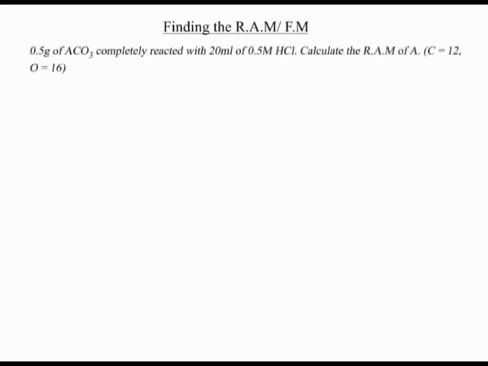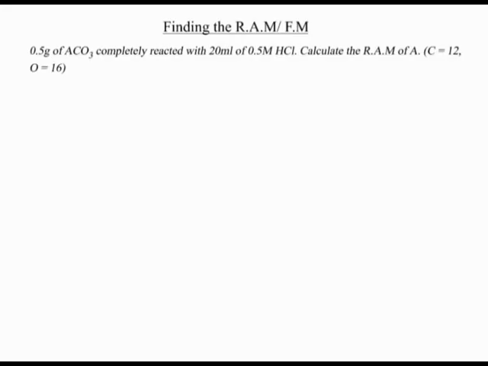Next, we look at how we use titration to find the relative atomic mass or formula mass. Again, by knowing the reacting volumes or masses and the concentration of one of the reacting species, we can find the relative atomic mass, particularly of solids. Let's take an example. 0.5 grams of A carbonate completely reacted with 20 milliliters of 0.5 molar hydrochloric acid. Calculate the relative atomic mass of A, and you are given the relative atomic mass of carbon is 12 and that of oxygen is 16.